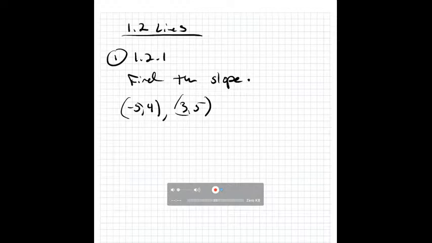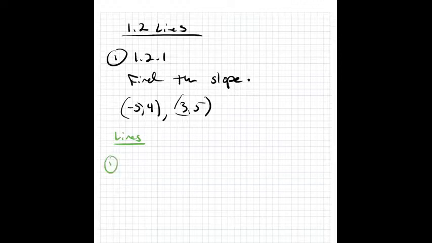Whenever I'm working lines, I usually like to have 3 formulas ready to go. The first one is the slope formula, because that's what we're going to use here. That's the rise over run, which is the change in y over change in x. So that's y2 minus y1 over x2 minus x1. That's our slope.